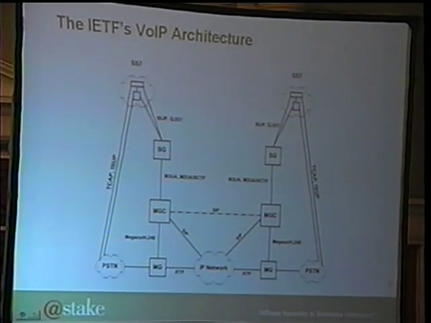This is the voice over IP architecture that is being pushed by the IETF. You can see that this is our IP network, which I'm trying to put the borders around with the mouse cursor. Our IP network is communicating with the media gateway controller, and through the media gateway controller, we are communicating with Signaling System 7, the signaling network of the PSTN, and through the media gateway, we're directly connected to the PSTN in order to translate the voice samples from the IP network to the PSTN and vice versa.